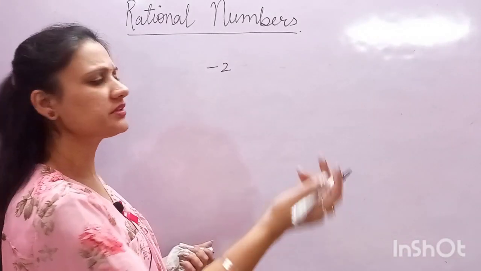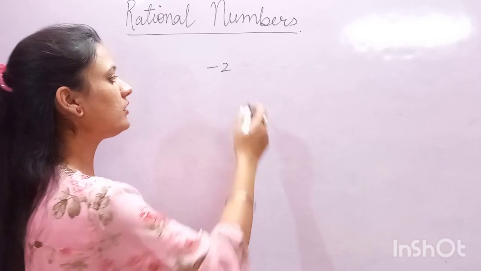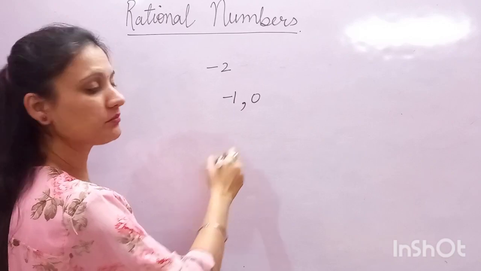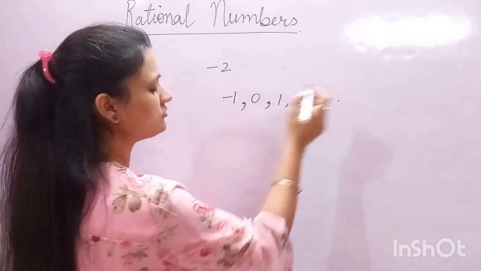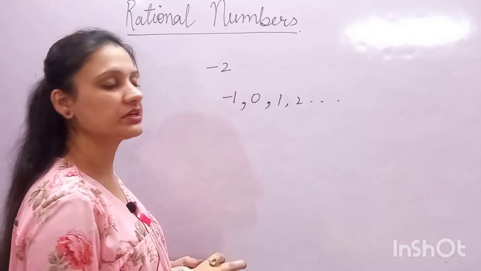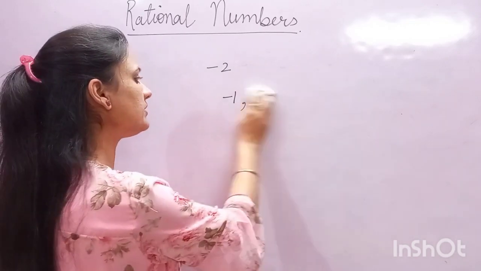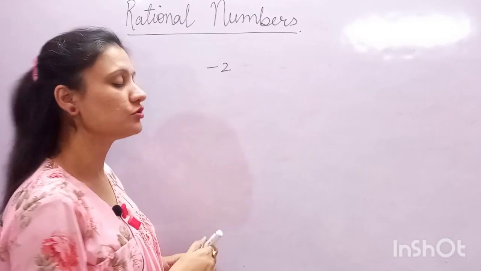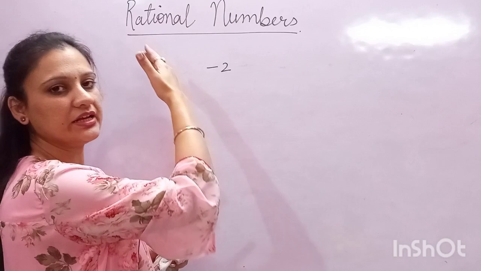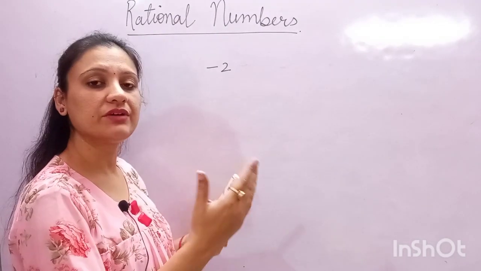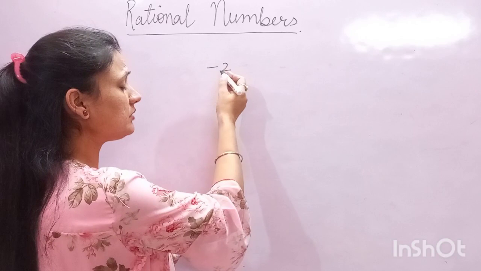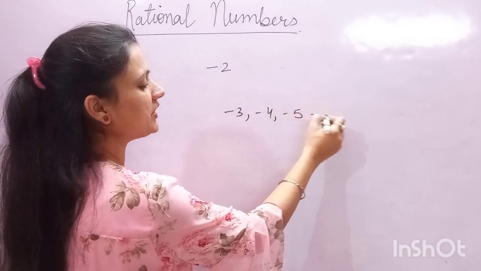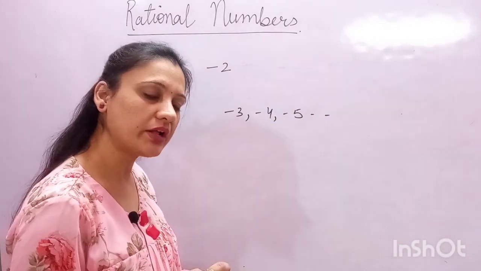Similarly, if somebody asks you to write down numbers greater than minus 2, you can write all positive numbers, or minus 1 is greater than minus 2, 0 is greater than minus 2, 1, 2 and so on. These are the numbers which are greater than minus 2. In a similar way, if somebody asks for numbers less than minus 2, you have to move towards the left hand side. As I told you, the value decreases. So numbers less than minus 2 can be minus 3, minus 4, minus 5 and so on. I hope you understood this.